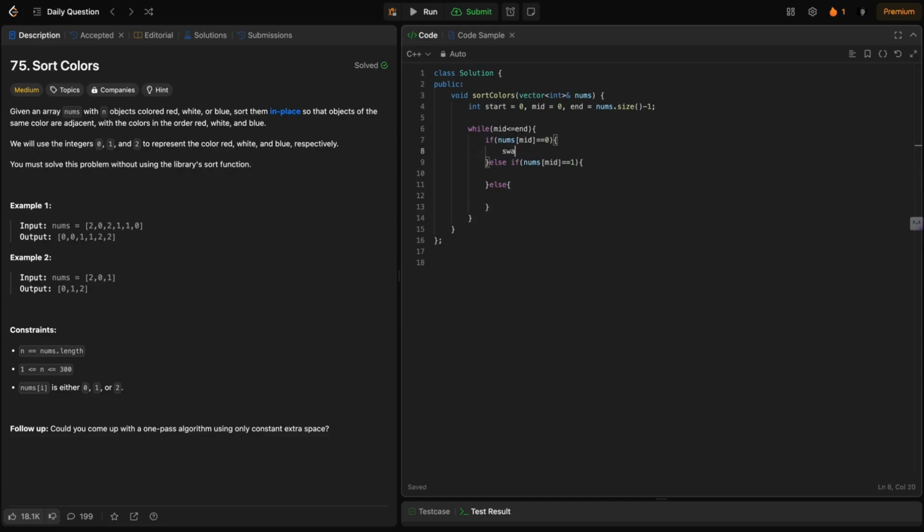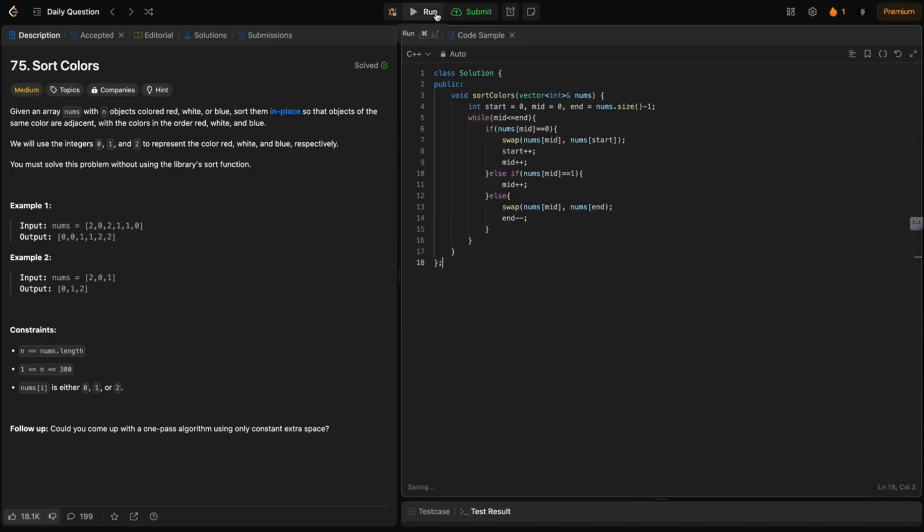So when mid is equal to 0, what will we do? We will swap nums of mid with nums of start, and as soon as we do that, we will increment start and we'll increment mid. When it's equal to 1, we'll do nothing but increment mid, and when it's equal to 2, our else condition, we will swap nums of mid with nums of end, and we will decrement end by 1. That's the algorithm. This should work.